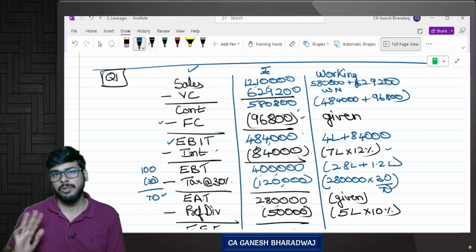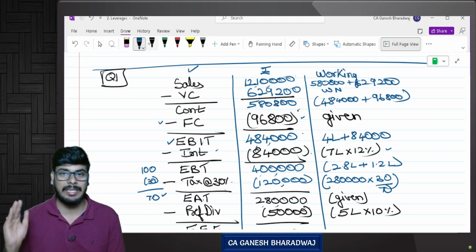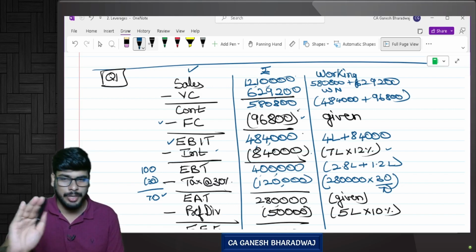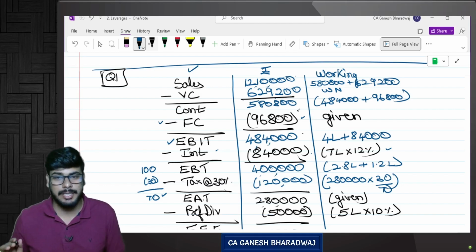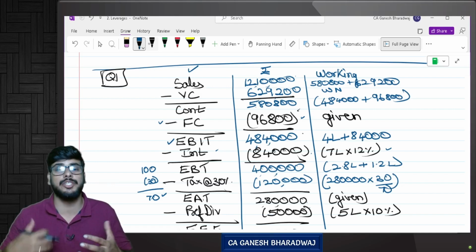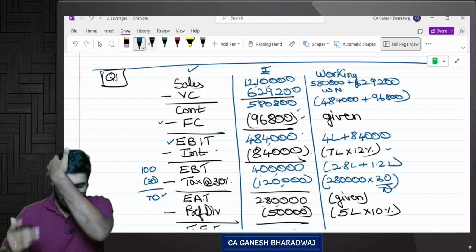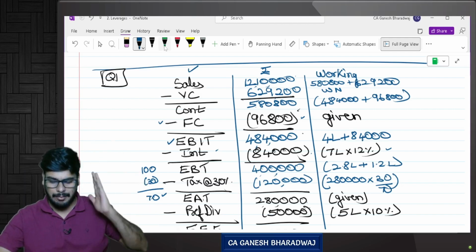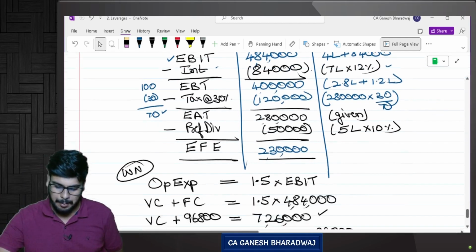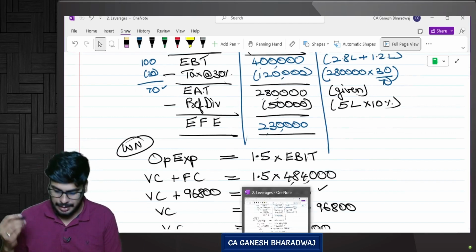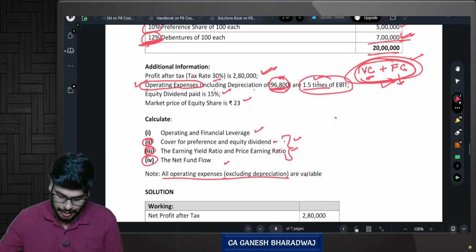Now in exam, you don't have this luxury because you can only use a black color ballpoint pen. So don't do all these things in exam. But right now I'm doing it so that you can understand it much better. So now we have the entire income statement. With this, let us just proceed and answer whatever is the data that is being asked for in the question.